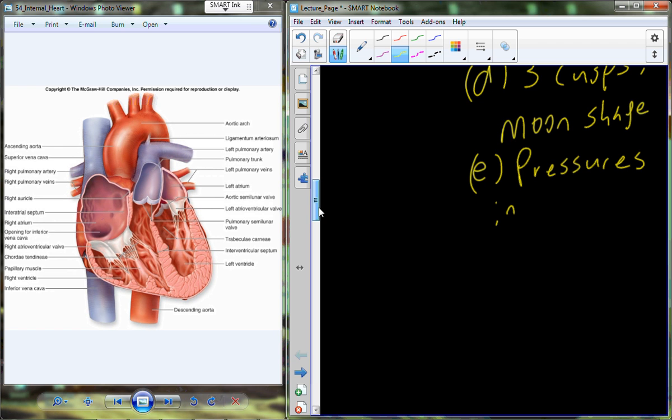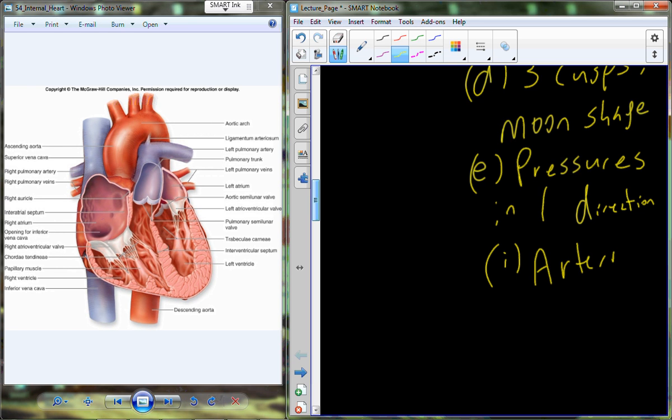Now, these valves allow pressure in one direction. They really just have to withstand pressures in one direction. So we know already that the ventricles are very high pressure inducing chambers. They generate a lot of pressure as they squeeze the blood out of the heart into their respective circuits.